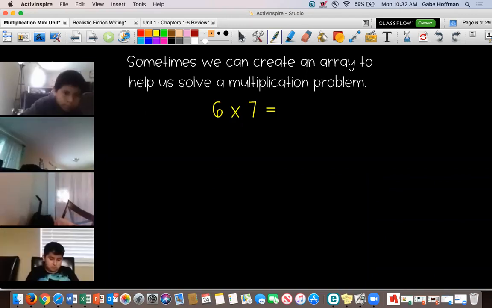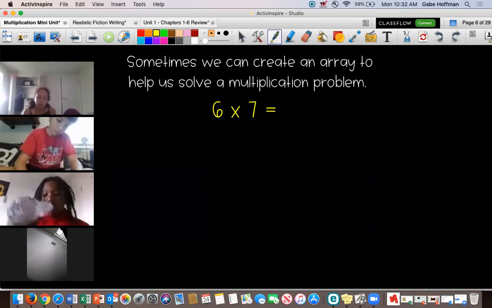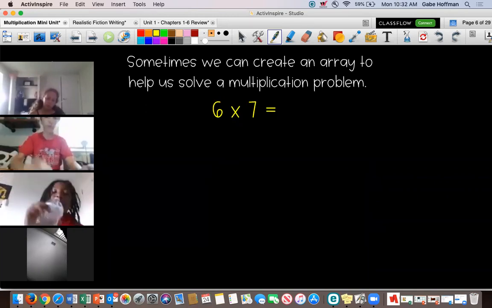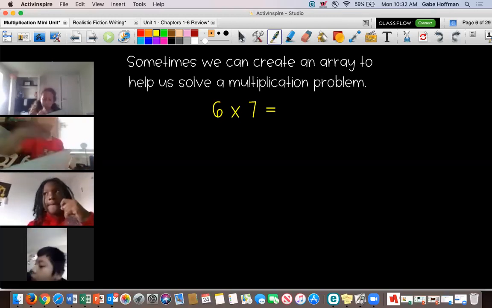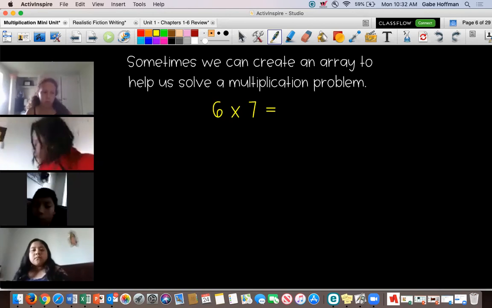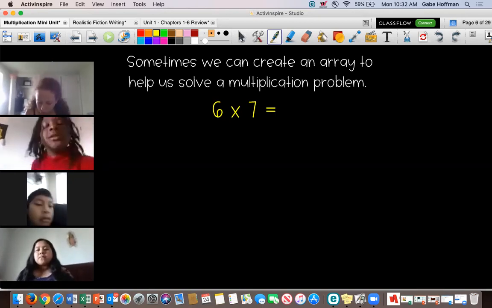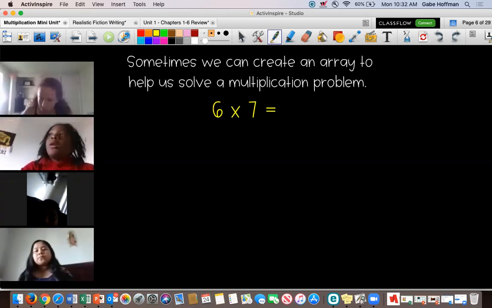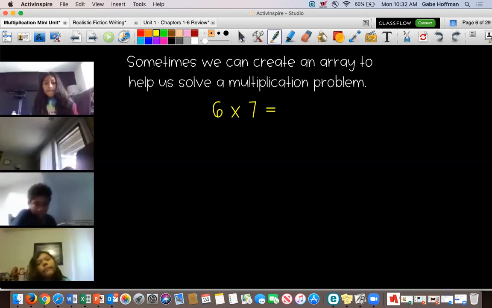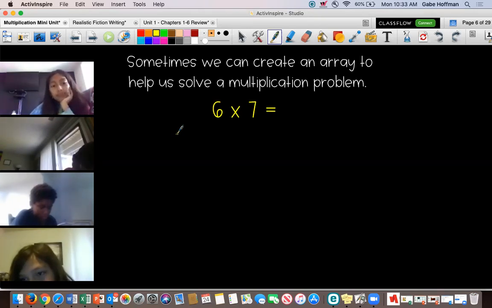A little bit trickier. CJ, how many are going to have in each row? I'm going to have 6 rows. How many in each row? Going once. Not one. So let's look. We're doing 6 times 7, right? So that means I'm going to have 6 rows. So I'm going to have 7 in each row.